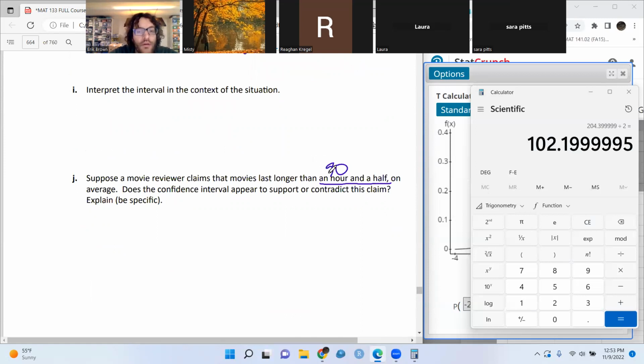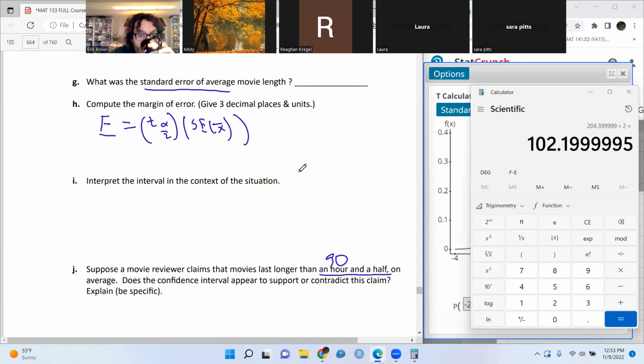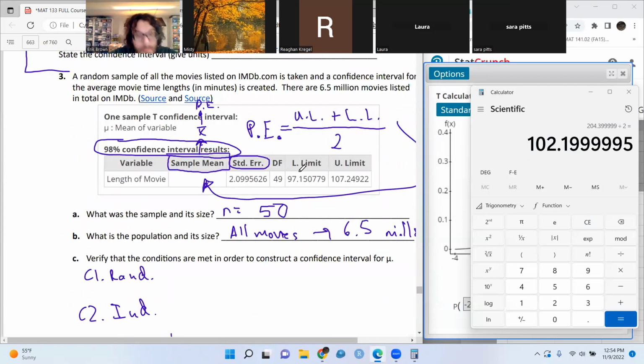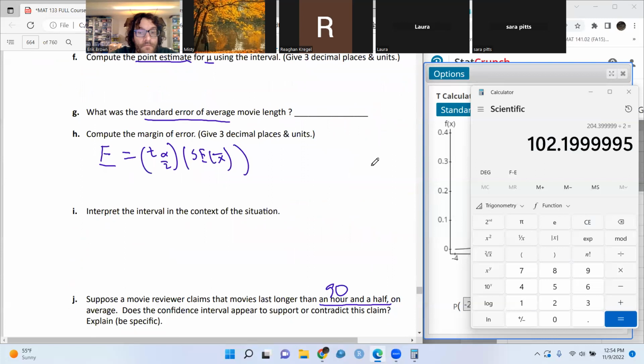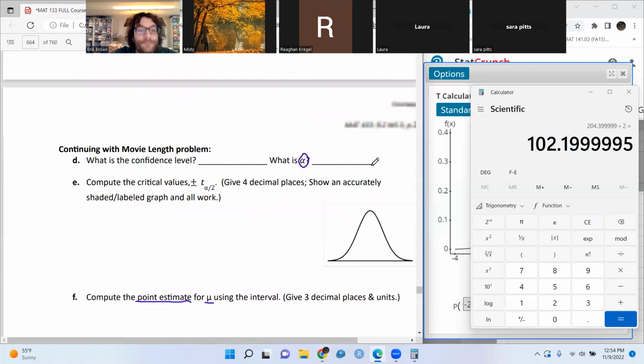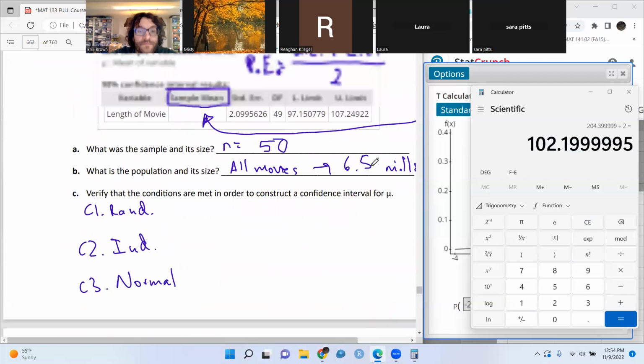So for I, you just have to go back and look at the lower and the upper. Okay, we missed that. 98% confident that the true population mean length is between this many minutes and this many minutes. Nice. And then for H, we do 2.4049 times 102.2. Nailed it. Yep. That's it.